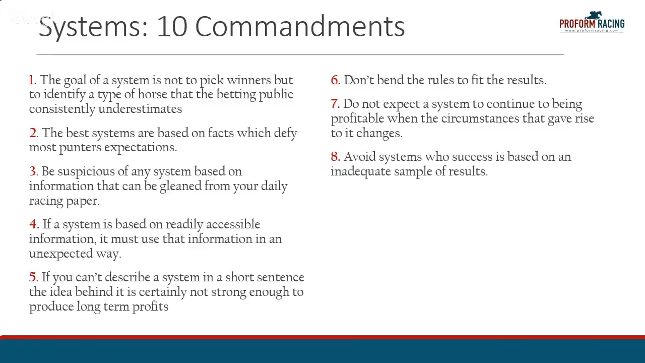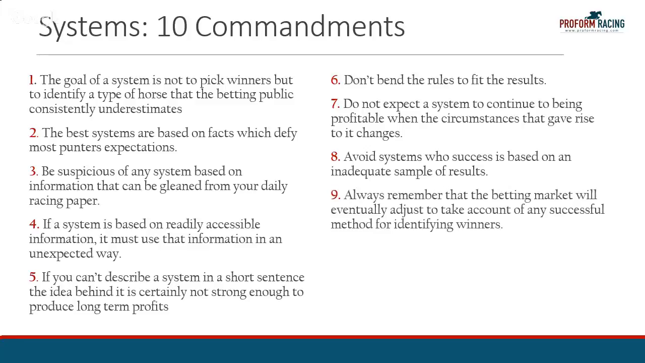Avoid systems whose success is based on an inadequate sample of results, and this is where you'll need statistics and tools like Proform, or even your own records, to validate the information. And then always remember that the betting market will eventually adjust to take account of any successful method for identifying winners. It could be you putting it on a forum, it could be something like modeling coming up in the paper, it could be anything, but eventually the market adjusts, it catches on, and that's where you need to be nimble enough to identify when it has, and possibly move on to a different system or look to ditch it completely. And don't follow any system blindly.